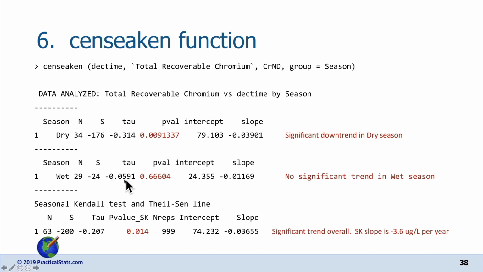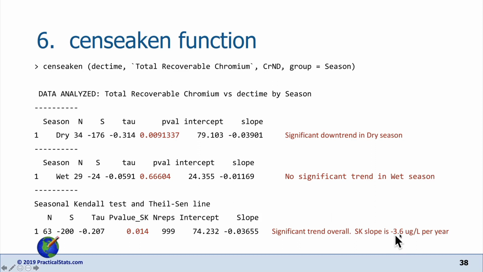There's a negative slope and a negative tau in the wet season, but it's not very strong. The p-value is not significant. Here S is minus 176. There's much less S. It's much closer to 0, minus 24. So it's more like there's just as many increases as decreases. The minus 176 and minus 24, add those together, you get minus 200 for the overall seasonal Kendall test. That's a p-value of 0.014. So there is a trend. So they're saying that there is a significant slope, and it gives you that slope, which is just one of those ATS slopes, of a minus 3.6.